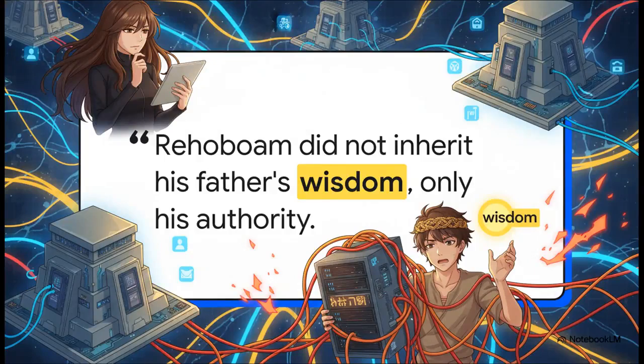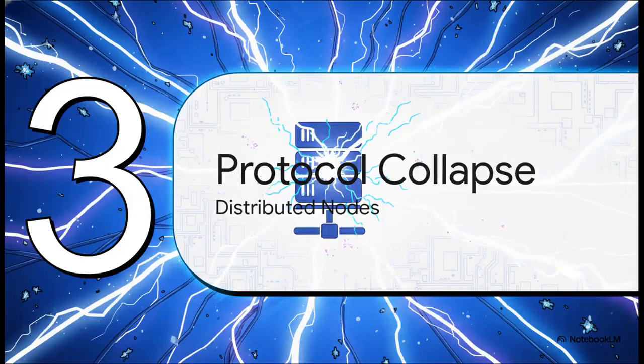As system auditor Matthew Henry points out in his review of the text, an admin trying to force control without any wisdom is just a guaranteed recipe for failure. Rehoboam desperately wanted the absolute authority of the central server, sure, but he completely lacked the programming wisdom to actually manage the network traffic. Moving on to Section 3, Protocol Collapse and Distributed Nodes.